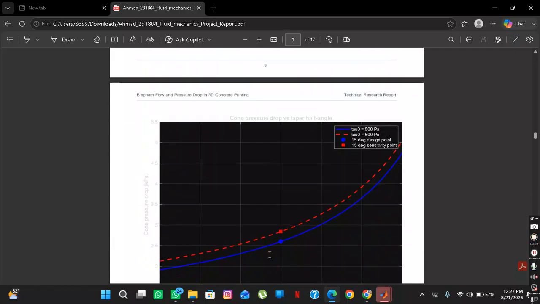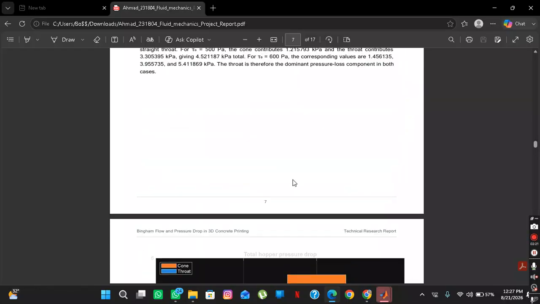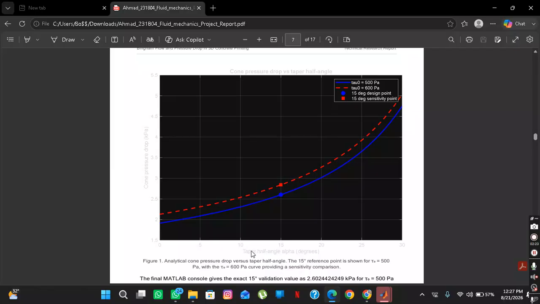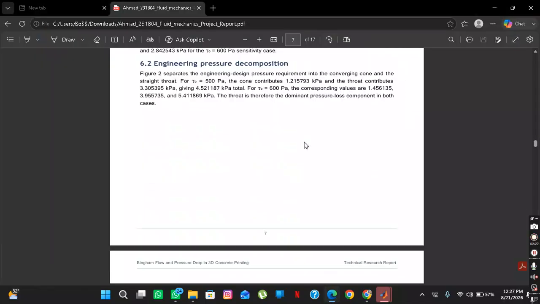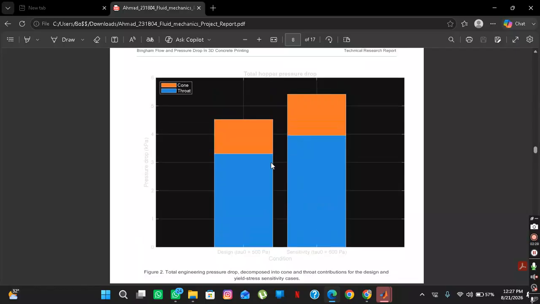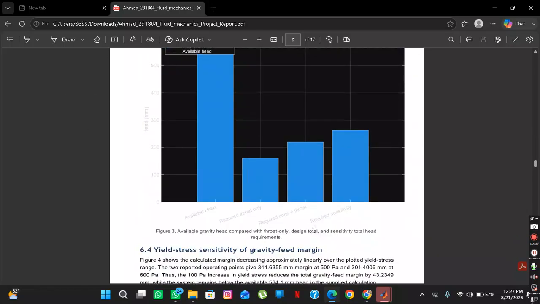the cone pressure, and this is the graph between design and sensitivity and pressure drop, condition and pressure drop basically, and the third graph we got is the graph between head and required cone or throat available, okay, and the last graph is between the yield stress and the pressure margin.